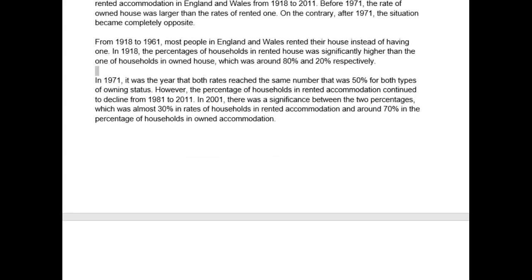All right, but let's see what you wrote after that. In 1971, you don't want to say in then, and you don't want this comma here, so let's change that. 1971 was the year that both rates reached the same number.